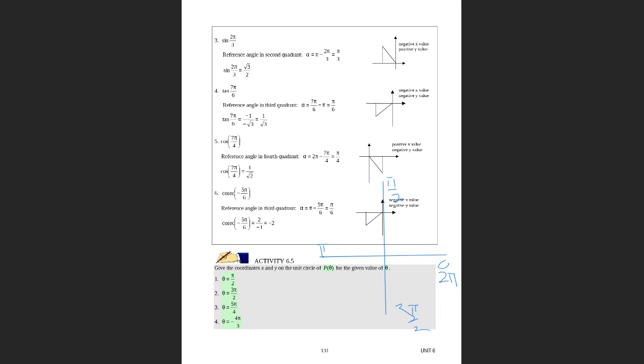We multiply by 180 over pi. Once you do that, you are going to find that you have 240 degrees. So you are going to go 90, 180, 270. That means that your angle is going to be here. So here is going to be 5 pi over 4.